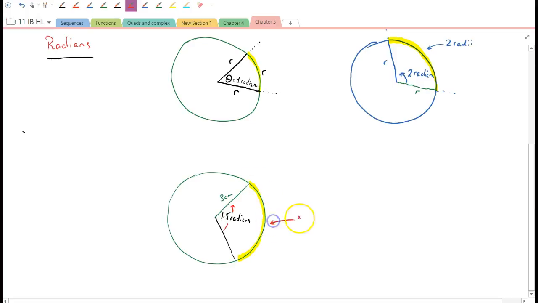So this arc length will equal 3 times 1.5, which will be 4.5 centimeters. So you can see a much more mathematical way of measuring angles, and it's one we're going to start to use a lot of. And it just makes graphing, it makes calculus, a lot of things very much easier.